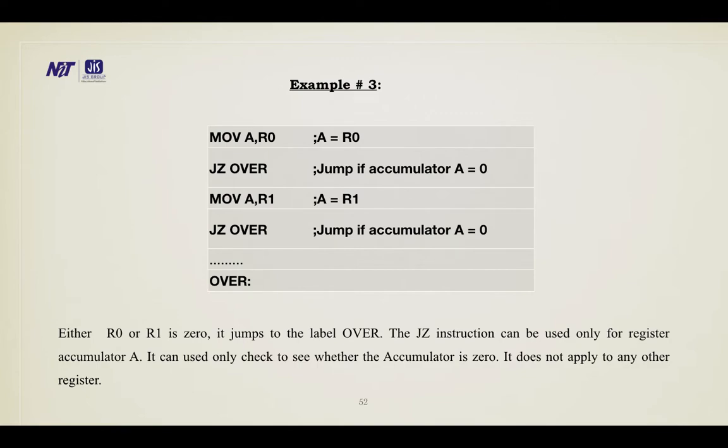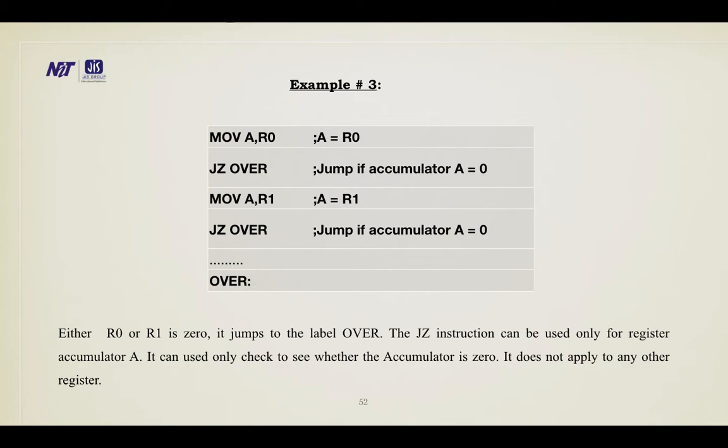Example 3. MOV A, R0: A equals R0. JZ over: jump if accumulator equals 0. MOV A, R1 indicates A equals R1. JZ over: jump if accumulator equals 0. Then 'over' is a label, it is a comment level. If either R0 or R1 is 0, jump to the label over.